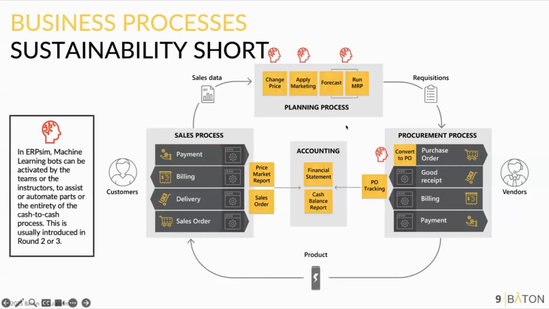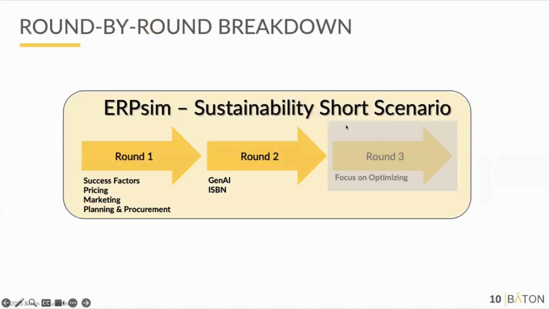Go back here. For today, we're focusing on 2 rounds because we want to make it the teaser experience, 90 minutes. First round, we're going to give you the opportunity to look at success factors as well as the standard pricing, marketing, and planning and procurement roles. We'll play 10 minutes of that round. We'll let you explore the launchpad in your teams. Then we'll come back into the main room.